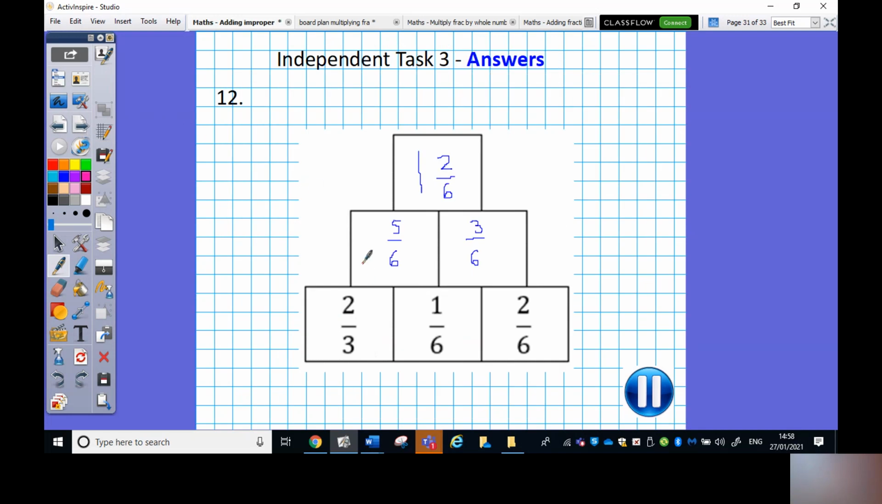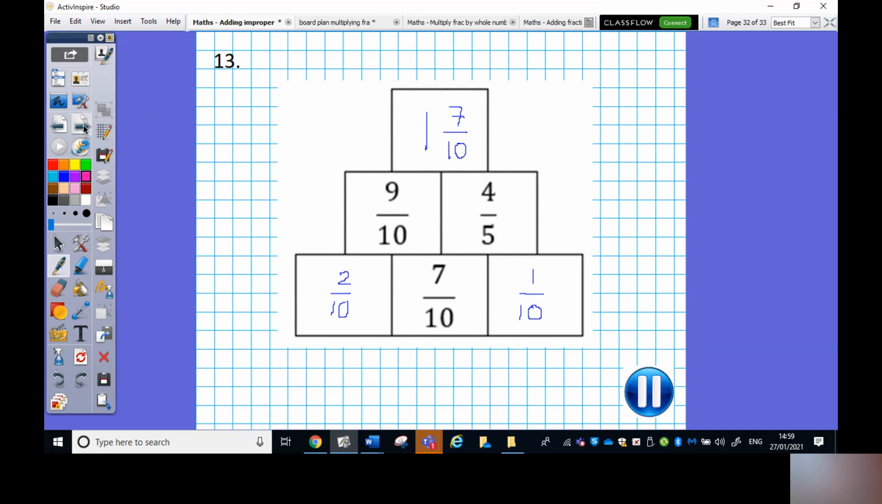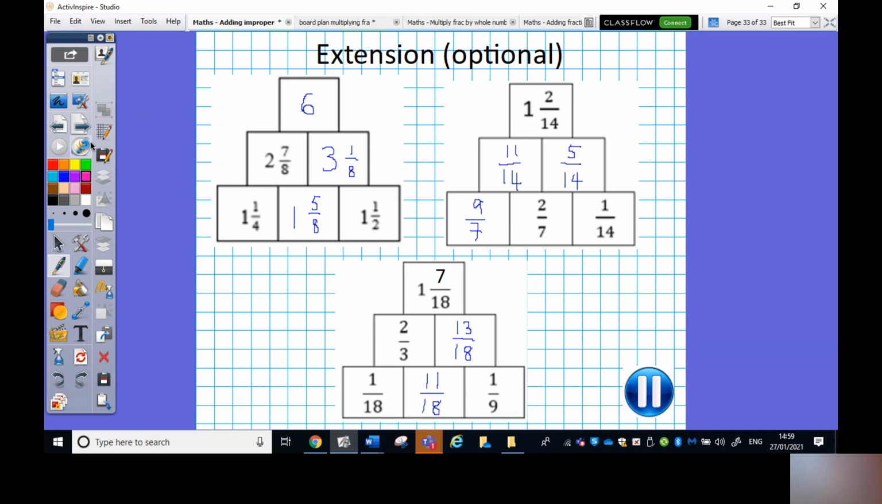So number 12, we have 5/6, and then we have 3/6, and then at the very top we have 1 and 2/6, or 1 and 1/3 if you were to simplify it. The next one we have 2/10 and 1/10, and then at the very top of our pyramid we have 1 and 7/10. These are the answers to the extension. 1 and 5/8, 3 and 1/8, and 6.